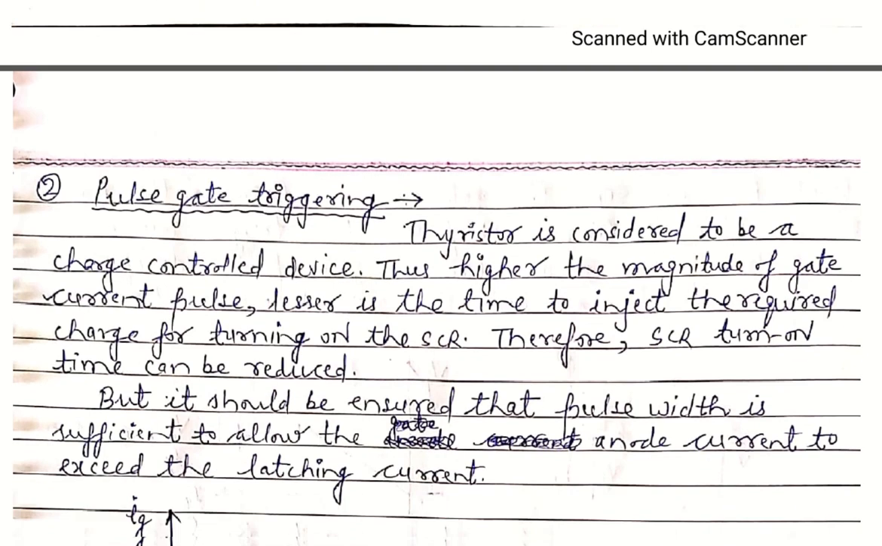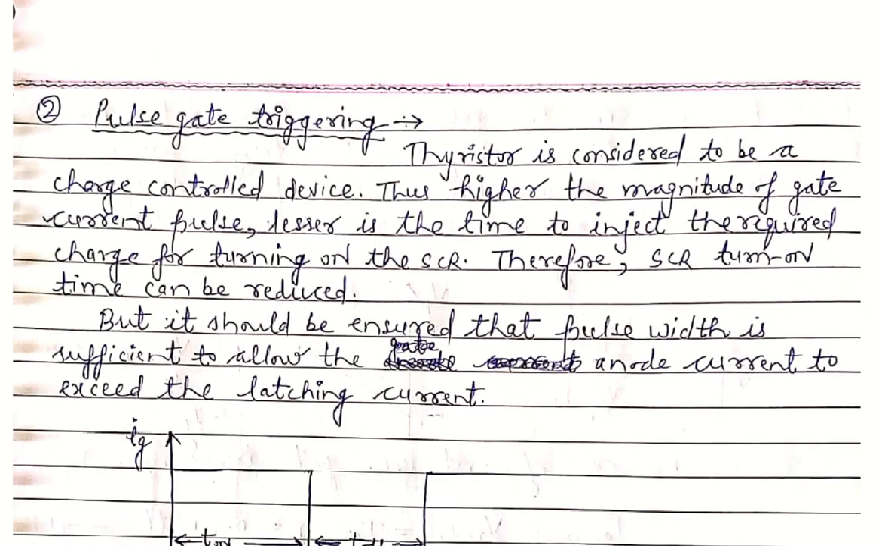Now we'll see the second type of triggering method, known as the pulse triggering method. The thyristor is considered to be a charge control device. We know that the thyristor is a charge control device because the IG current is there, and thus the higher the magnitude of the gate current pulse, the less time is required to inject the required charge for turning on the SCR. If the gate signal, which is a DC quantity, is a larger current pulse having higher amplitude, the time to inject this higher amount of charge is less, so less turn on time is required.